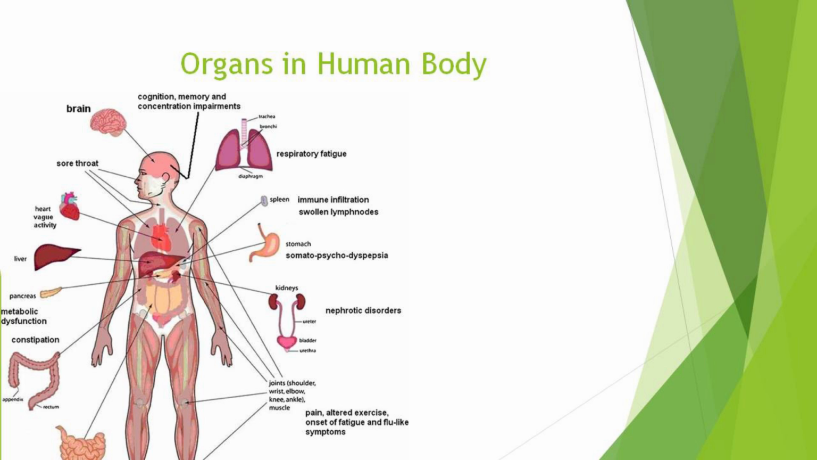You have heart here in the center towards the left side. Then you have stomach here. This kidney is situated here. And around the kidneys, you have the large intestine, and this is the small intestine. Now here they have shown joints, which joints are there at shoulder, wrist, elbow, knee, ankle, and muscle. So these are the joints shown here.